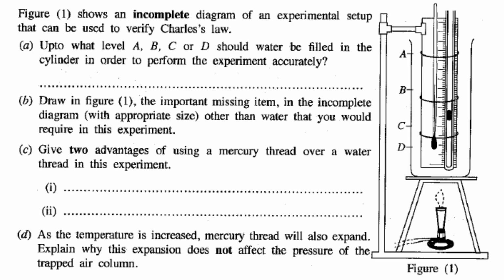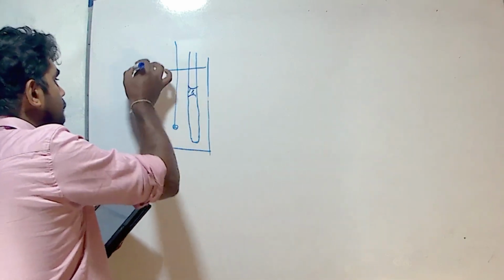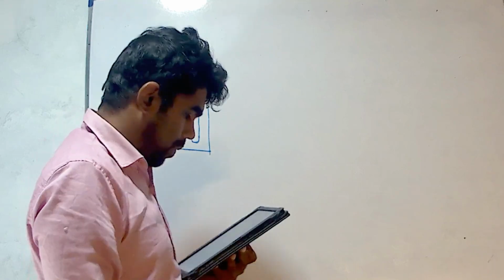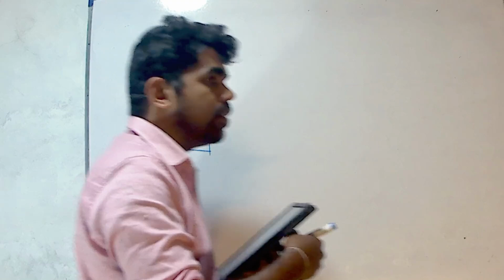Figure 1 shows an incomplete diagram of the experimental setup that can be used to verify Charles' law. I will use this rough diagram to explain. Part A. Up to what level, A, B, C or D, should water be filled in the cylinder in order to perform the experiment accurately? We have to fill up to A. It is the maximum marked height. Up to A, because we have to write only a level.